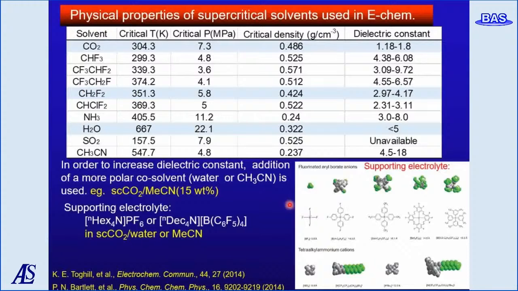In the case of supercritical carbon dioxide, acetonitrile or methanol was added to dissolve the supporting electrolyte. However, it is necessary to confirm that the system is a single phase because it may become 2 or 3 phase separation.